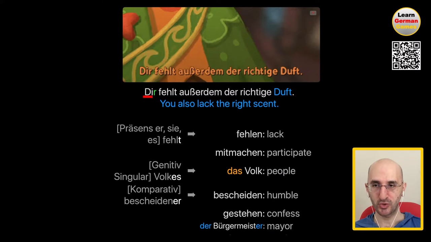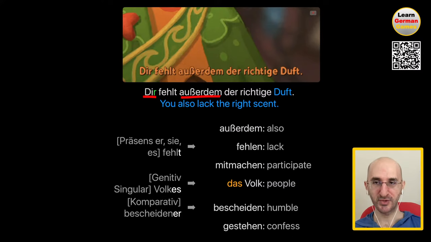So to you, this is the dative, lacks in addition, außerdem. Remember this word, außerdem, is what you say if you want to say also, because also in English, in German, means therefore, or so, sorry, both actually. Der richtige Duft, also der Duft, is an aroma or a scent or a smell or a fragrance. Let's say fragrance.